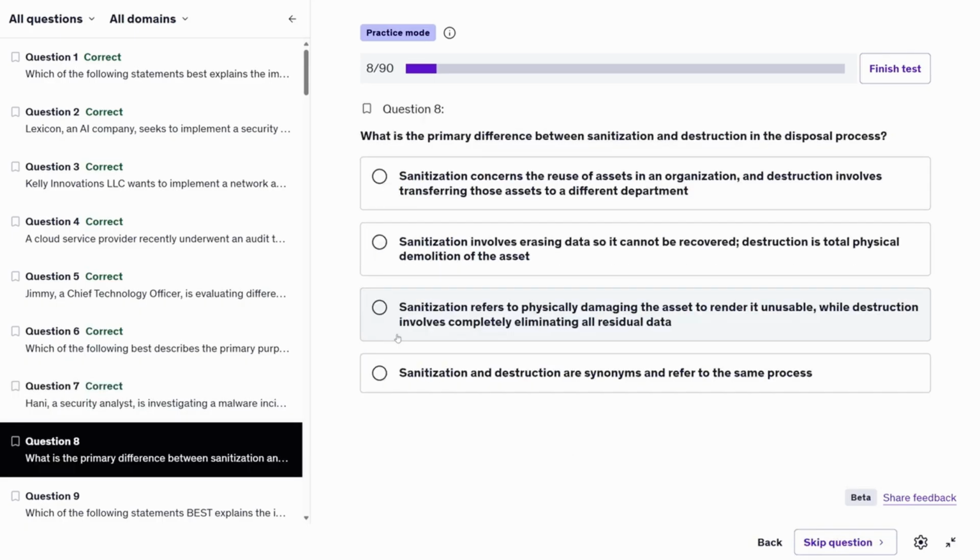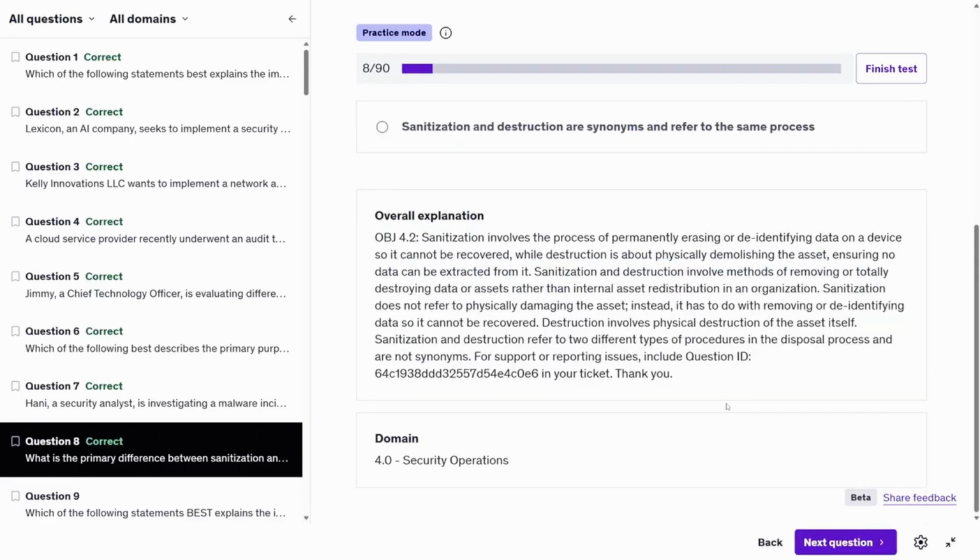What is the primary difference between sanitization and destruction in the disposal process? The correct answer is B. Sanitization involves erasing data so it cannot be recovered. Destruction is total physical demolition of an asset. Sanitization involves the process of permanently erasing or de-identifying data on a device so it cannot be recovered, while destruction is about physically demolishing the asset, ensuring no data can be extracted from it.